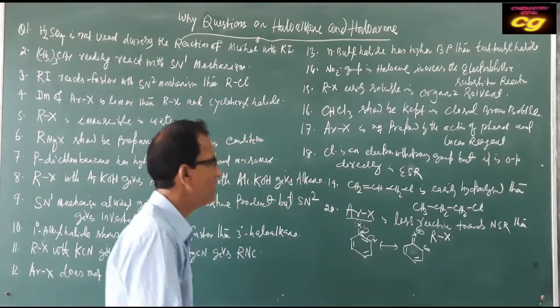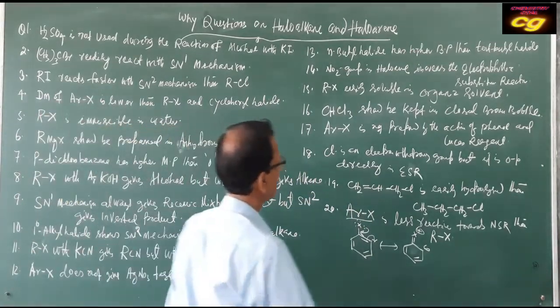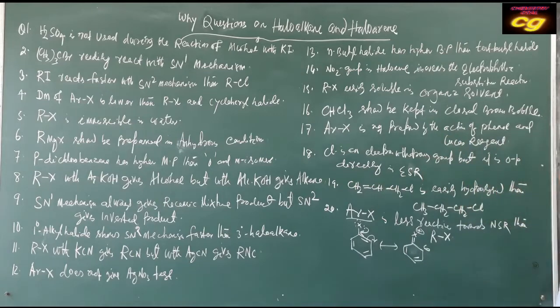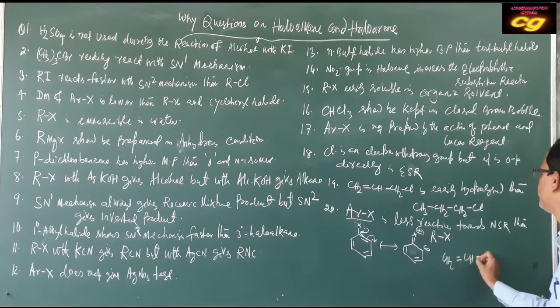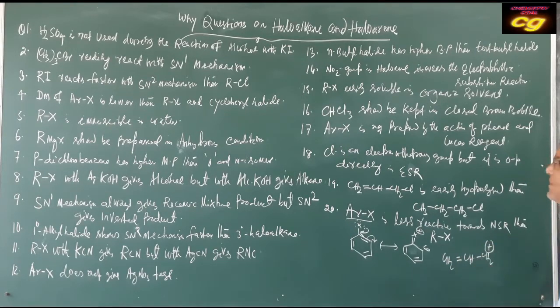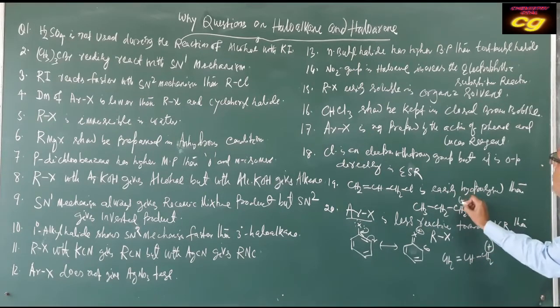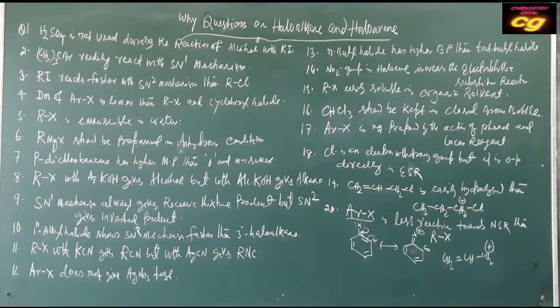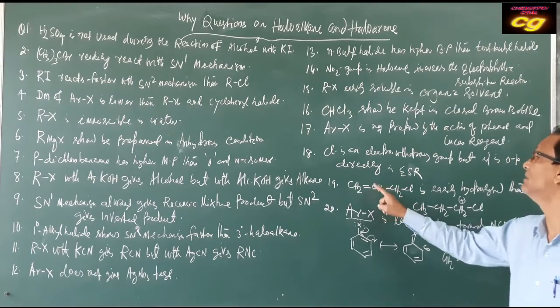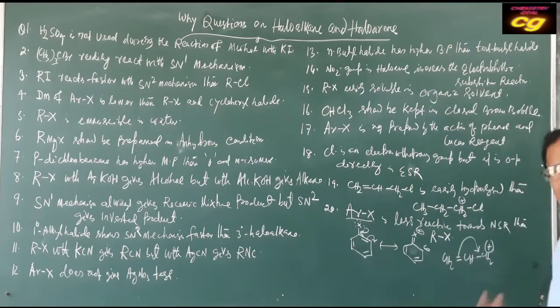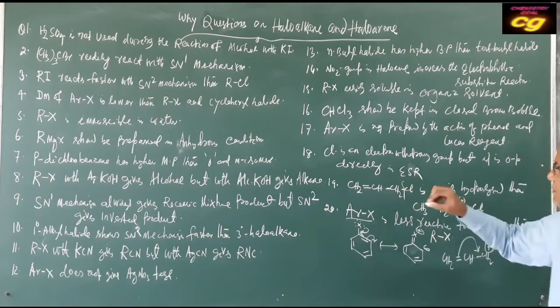What is the cause? Here you see the concept: this allyl chloride forms a stable carbocation. This is a more stable carbocation compared to which one? The propyl. Because of resonance, the allyl carbocation is more stable than the propyl carbocation. That's why allyl chloride is easily hydrolyzed by aqueous alkali. This group can easily break.